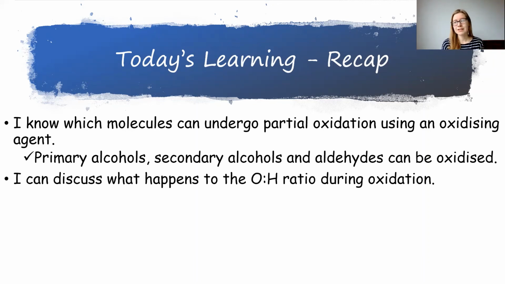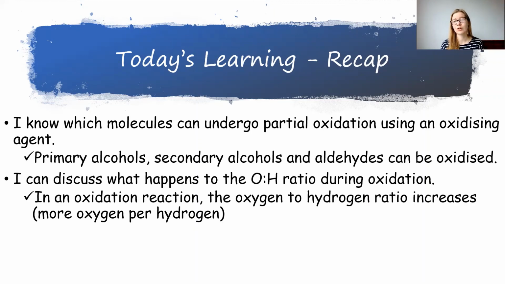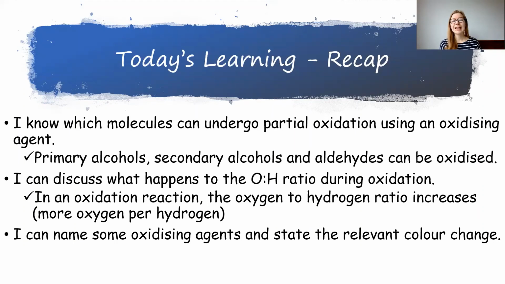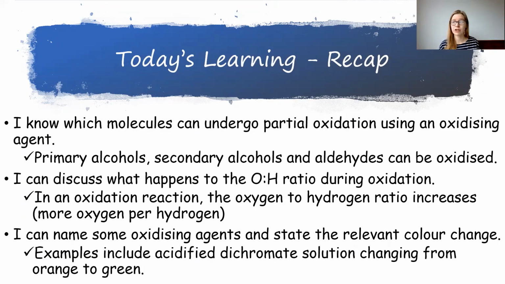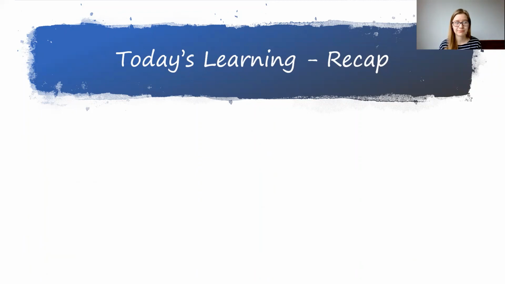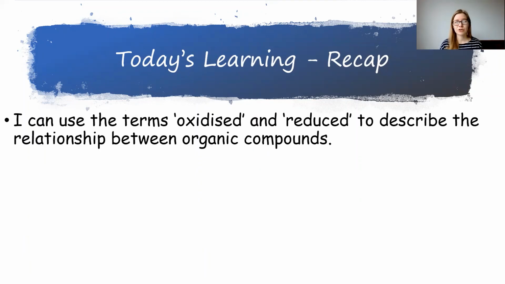I can discuss what happens to the OH ratio during oxidation. So in an oxidation reaction, the oxygen to hydrogen ratio increases. So more oxygens per hydrogen. The opposite is true for reduction. I can name some oxidizing agents and state the relevant color change. So the main one we need to know is the dichromate, which is the orange to green. You also need to know hot copper oxide for the alcohol changes, and then Fehling's and Benedict's and Tollens' for the aldehyde oxidation.